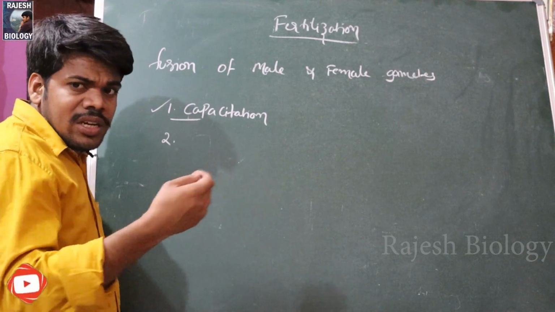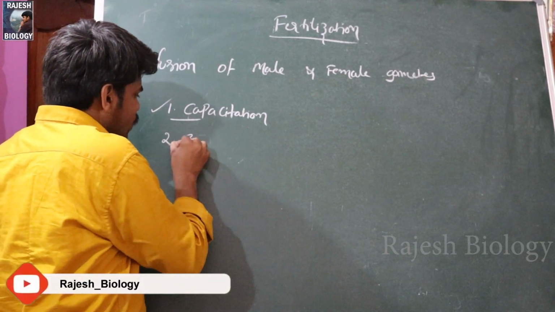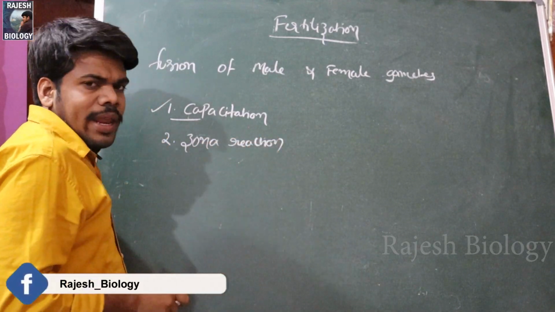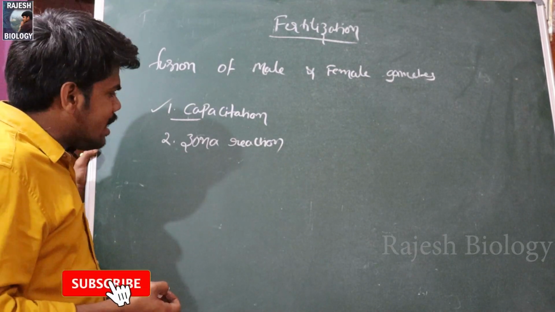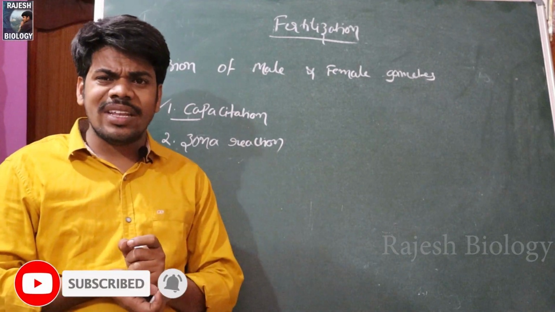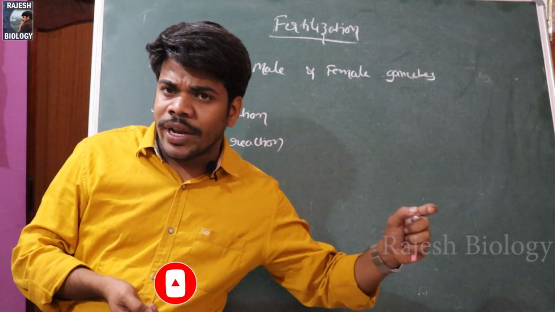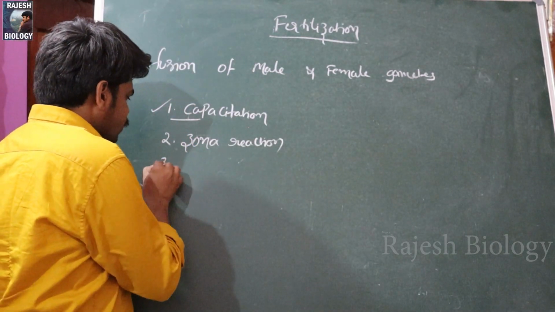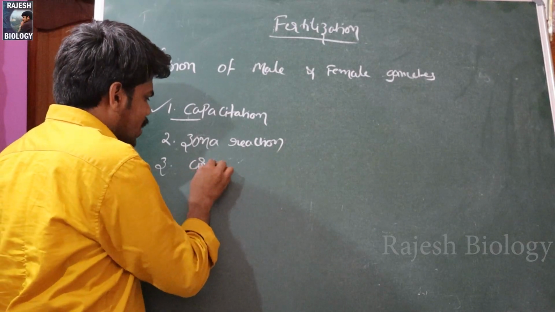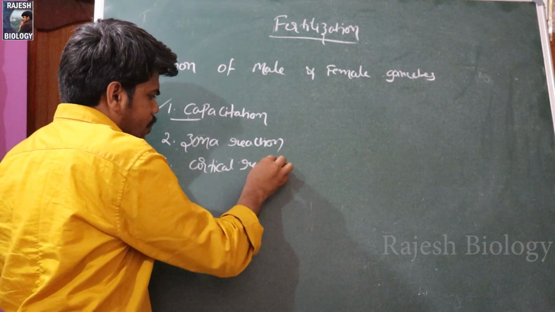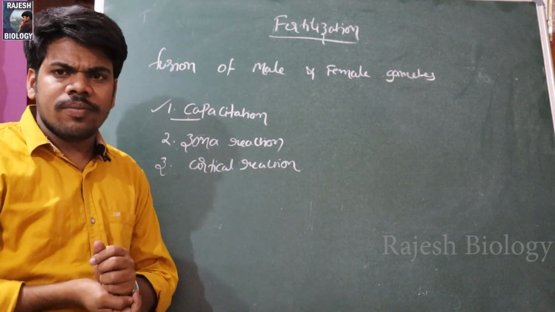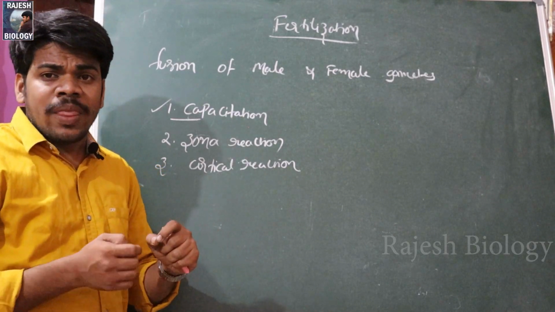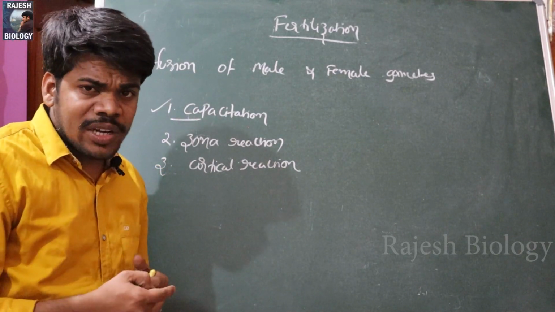After the struggle they reach the ovum, and here the zona reaction and acrosomal reaction take place. In this process there is also some new terminology, like agglutination. What is agglutination? Everything I am going to explain. After that, the cortical reaction takes place.